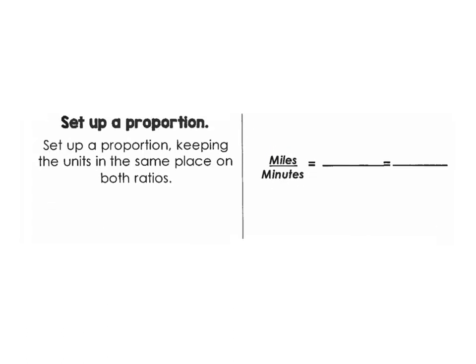So now we need to set up a proportion. To set up a proportion, we need to keep the units in the same place on both ratios. So let's pull across the information that we had in the last 2 slides. The missing info was minutes, and we had 0.75 miles in 15 minutes. Then we want to know 3 miles, how long that would take.